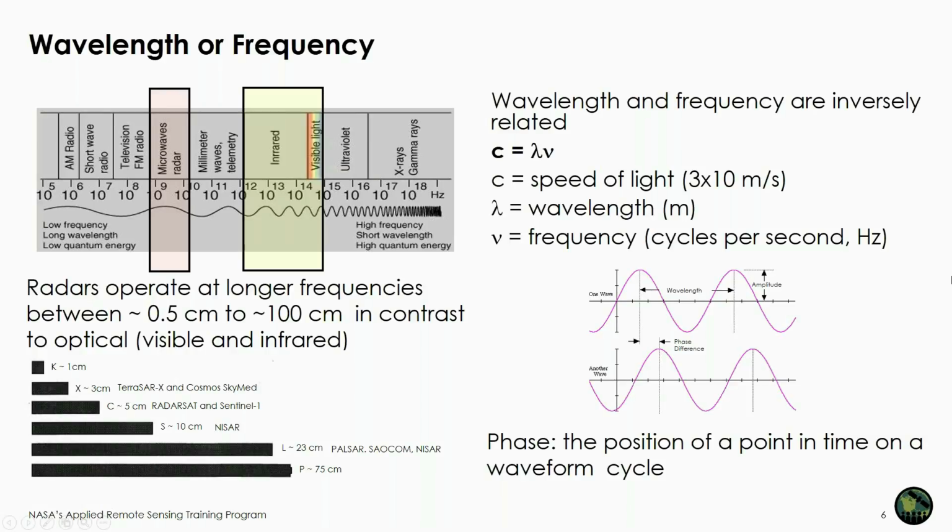Amplitude is the height of the waveform, and you see that defined here. And we have this concept of phase as well. Phase is the position of any point in time on the waveform. And you see if we have two waveforms, for example, they can be out of phase, and this phase difference is shown in this particular diagram.